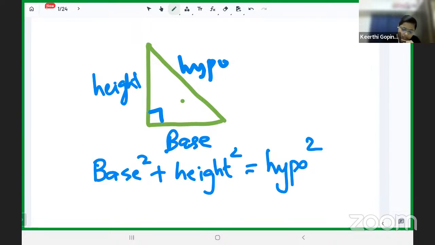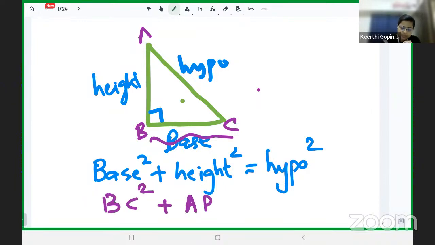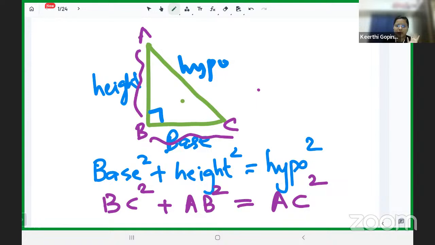So if I name this triangle ABC, this is right angle triangle ABC. How can you rewrite this equation? We can write this as, since the base is BC, BC square plus AB square, the height being AB, that is equal to AC square. Is that clear to you? This is the Pythagoras theorem. I'm just revising or recalling it.